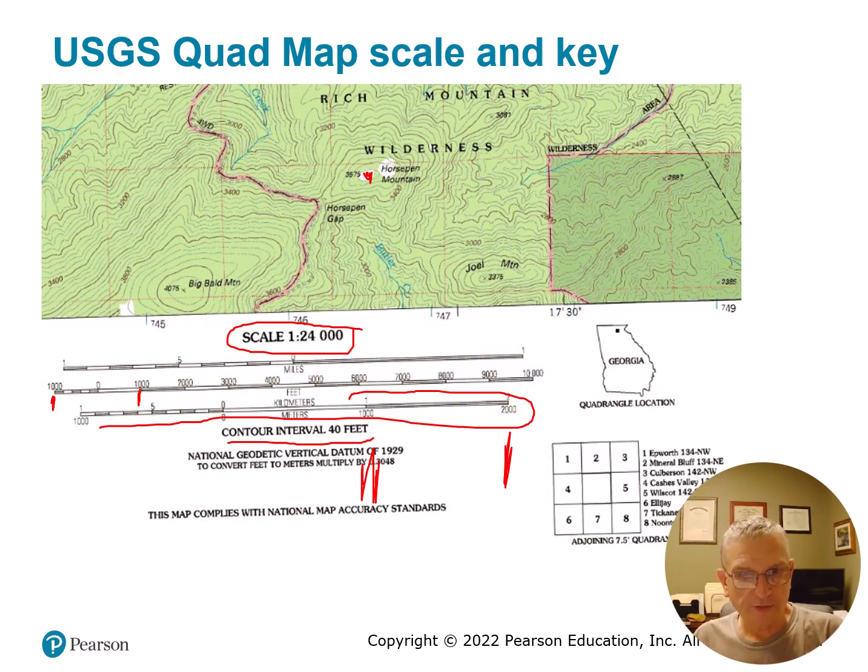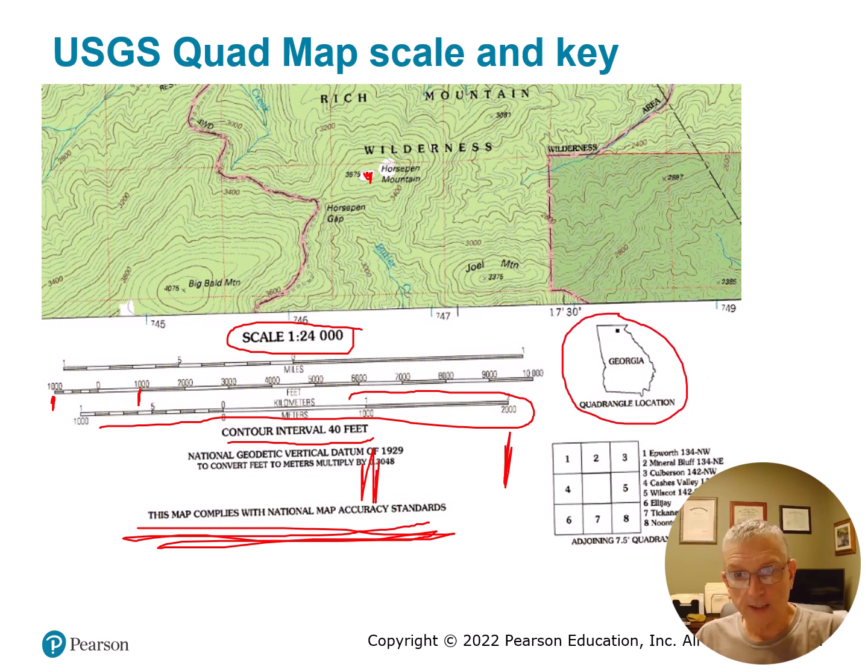It's 1 to 24,000. They're stating here that this map complies with national mapping accuracy standards, which we will touch on briefly. And this shows us some detail. It shows us that we're right here up near the North Carolina border in the northern part of Georgia. And then they have this key map. So we're the map in the middle.